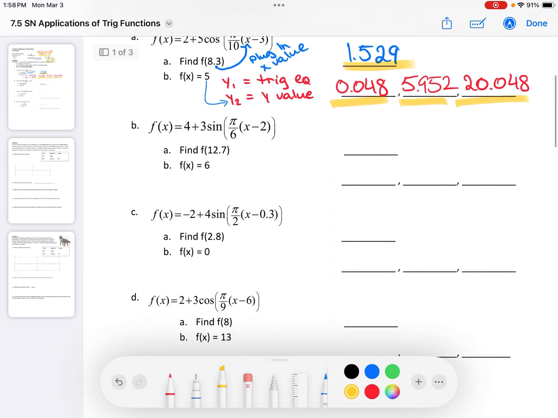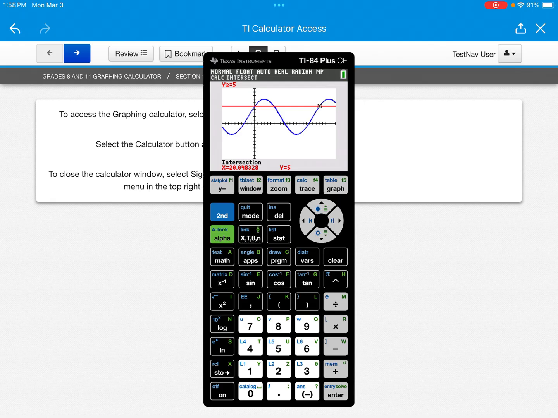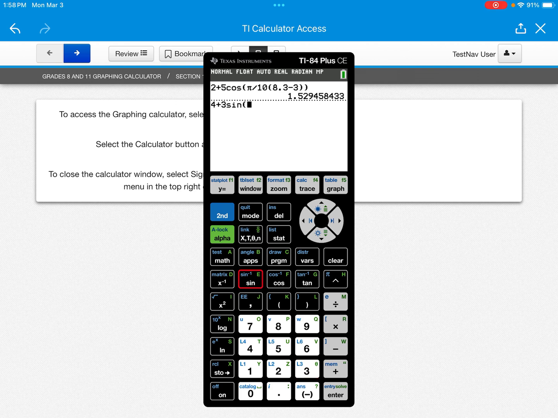Now, we'll follow the same process for every problem here. So on number B, we'll plug this 12.7 in for x to find f of 12.7. We want to do that on the home screen. Second quit to get out of the graph. 4 plus 3 times sine pi over 6. Open the new parentheses. Our x here is 12.7 minus 2. And close both sets of parentheses. Hit enter, and we get 2.112.